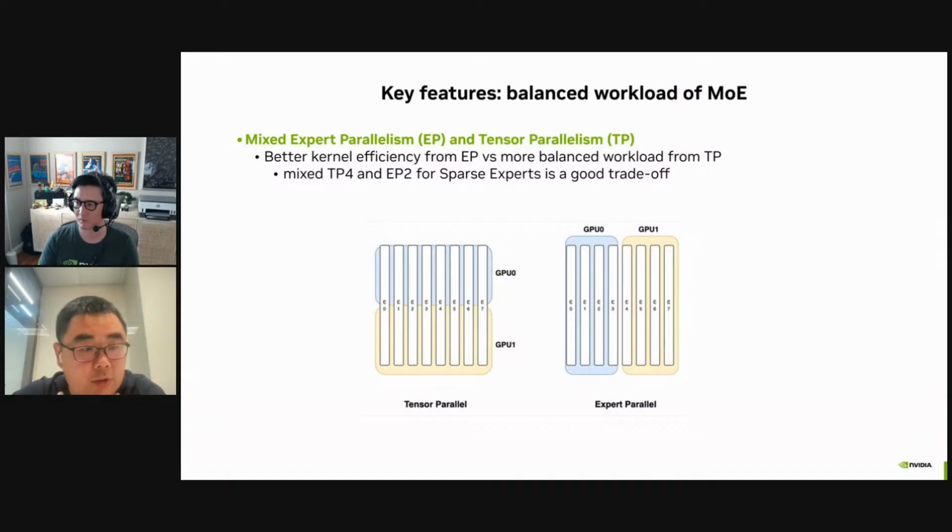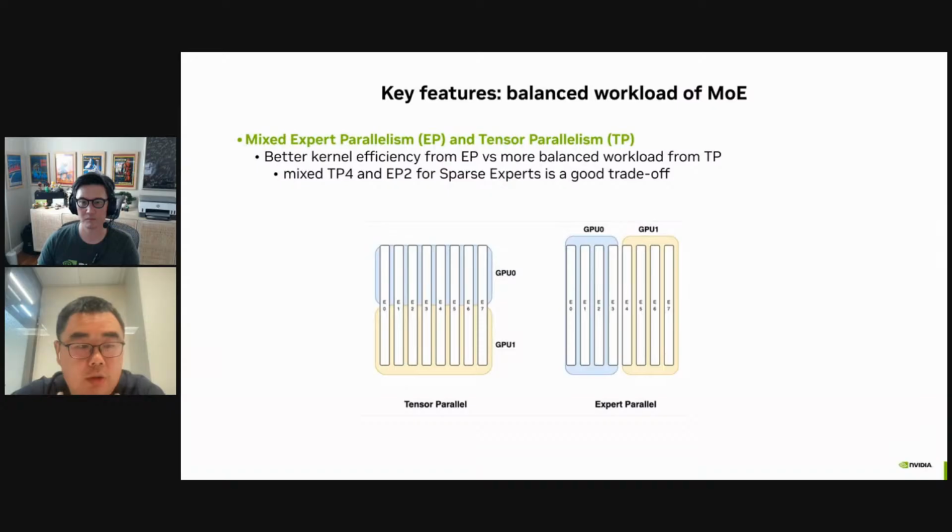And this unbalanced workload will be exposed during the last AllReduce because there is a global sync among different GPUs. The other parallelism is tensor parallel. For tensor parallel, we will evenly split all experts' weight to all GPUs. And the tensor parallel will provide a balanced workload.